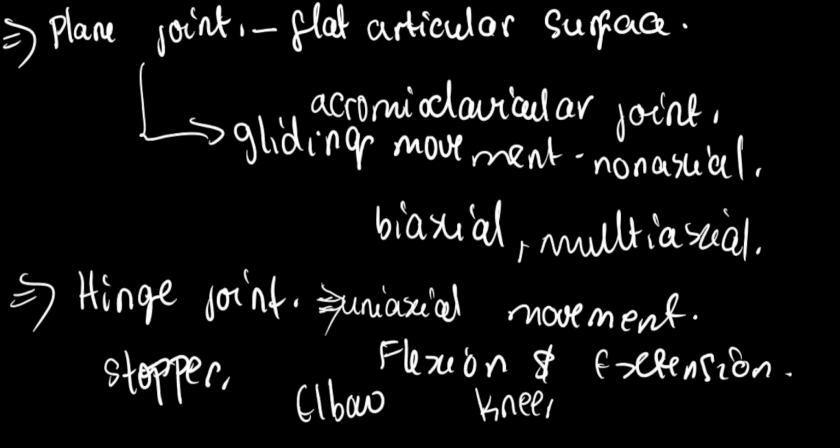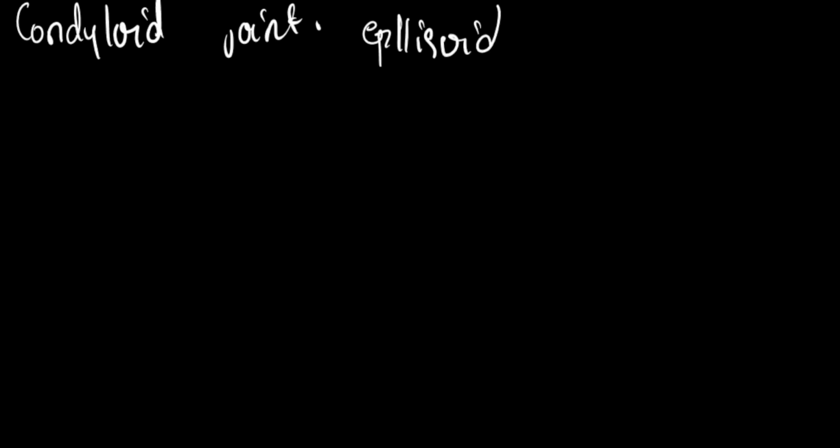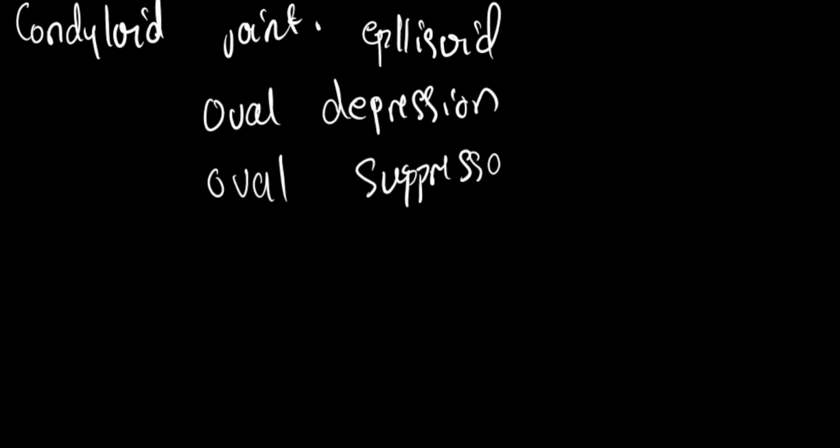Okay, so we have seen the plane joints where we said we have flat articular surfaces. It allows for non-axial movement, for which of course we gave the example of the gliding movement of the acromioclavicular joint. Then we went on to see the hinge joint, where we have kind of like a stopper preventing hyperextensions. It only allows for flexion and extension basically. The next type of synovial joint we'd be considering is the condyloid joint. The condyloid joint is also called the ellipsoidal joint or the ellipsoid joint. In this joint, we have an oval depression and an oval surface, kind of like a fossa and a process.